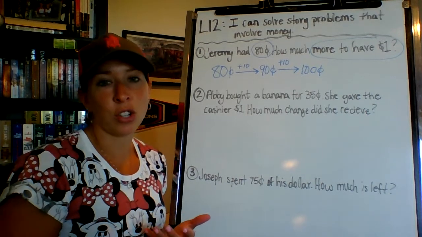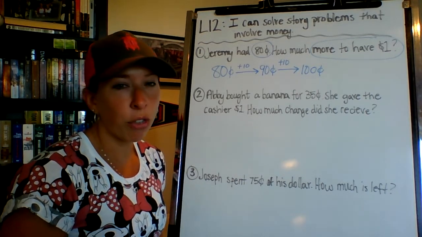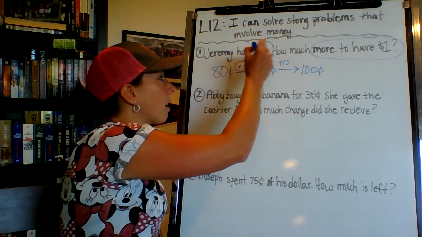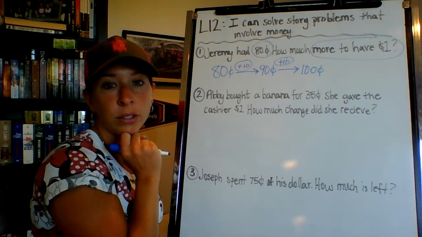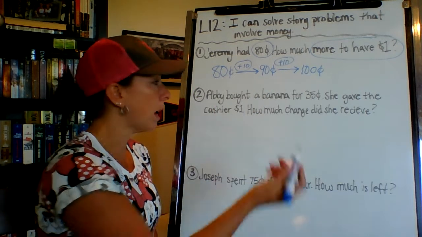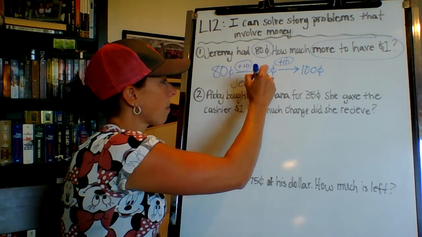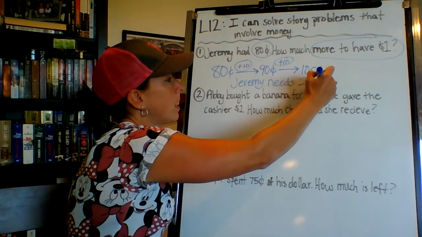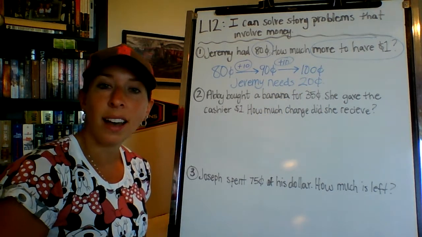But we need an answer. How much more money does he need to get to $1? So if you think back and you remember how we use these arrows, we have to take what's on top of the arrows and combine it to get our answer. So how much is on top of the arrows? 10 and 10 makes 20. So my sentence will be, Jeremy needs 20 cents. And he would make $1.